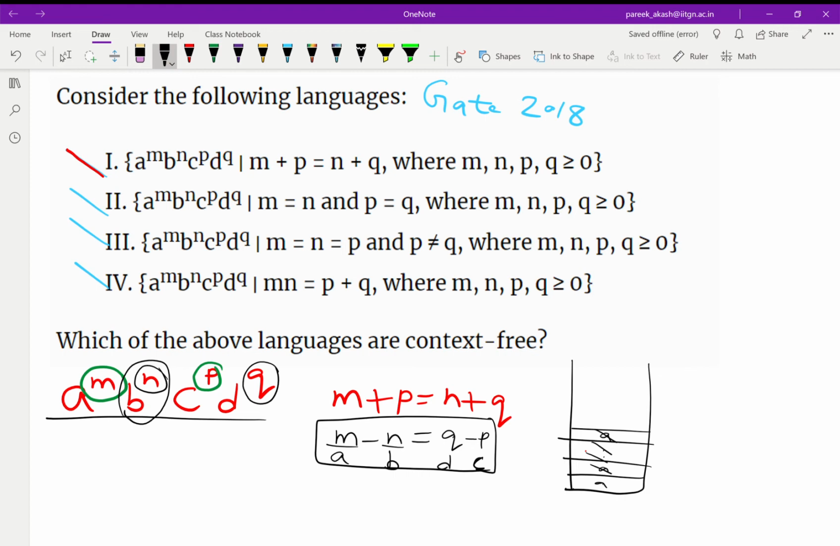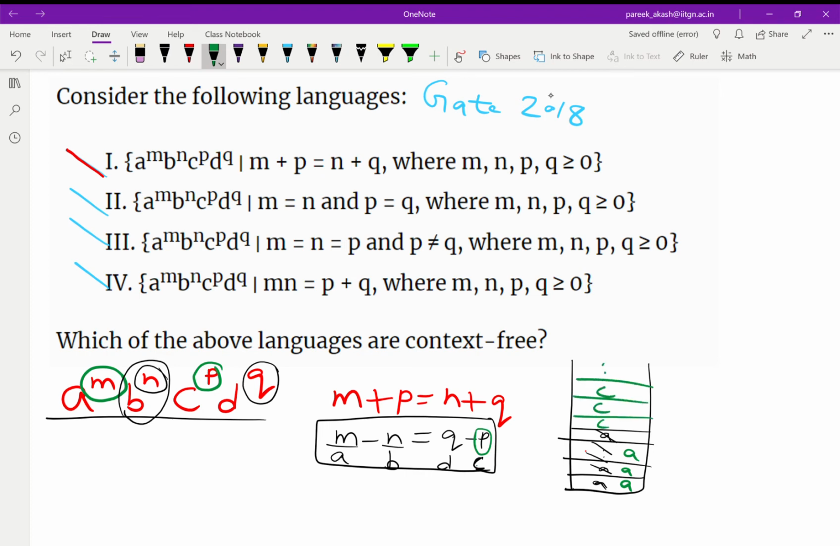If there are no a's left, then we can conclude that the language is not regular, or it might turn out that q minus p is also 0. If m minus n is 0, then q minus p can also be 0. But suppose that there are some a's which are left in my stack. So suppose this many a's are left in my stack, and now I will push the c's in my stack.